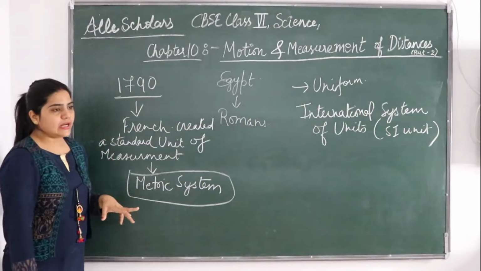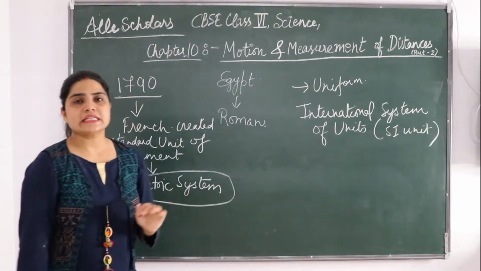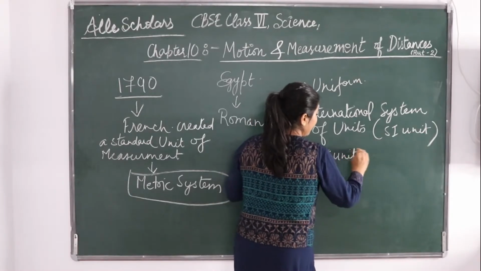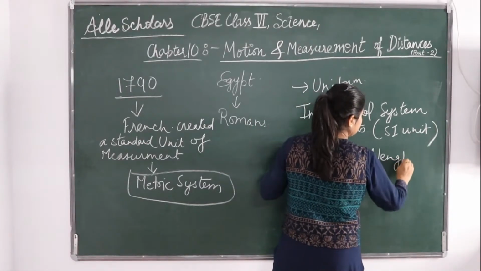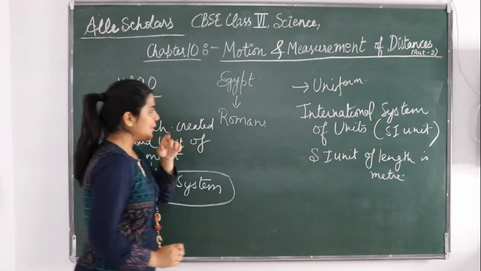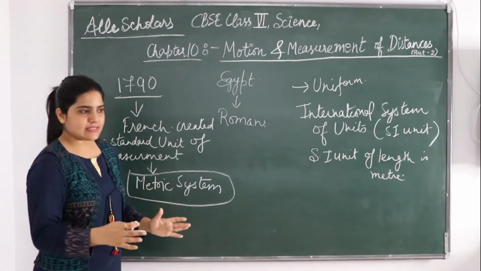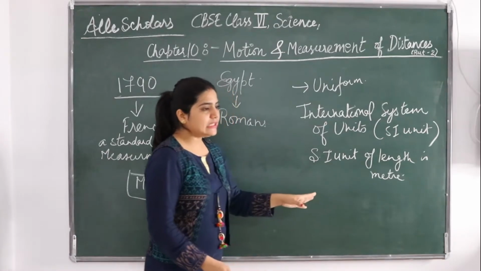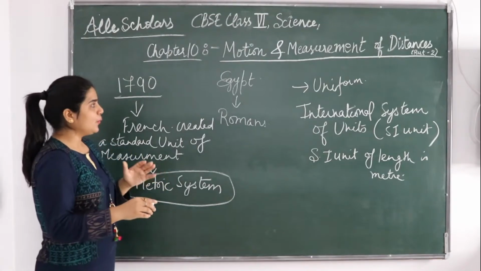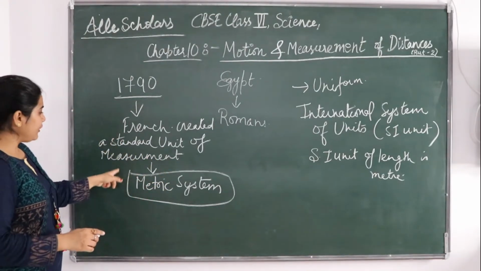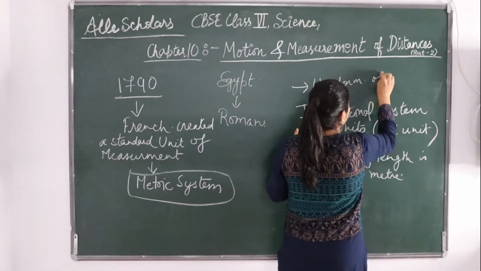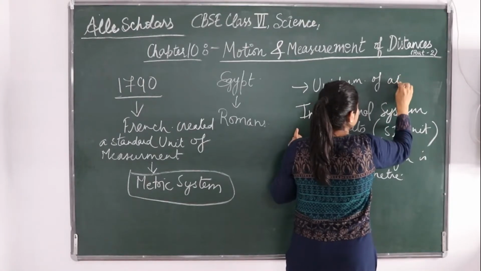So the SI unit of length is the meter. What is the SI unit of length? The SI unit of length is meter. International system of unit is called SI unit. It is a meter scale that we are going to discuss now. So what was the benefit of this standard unit of measurement? It was uniform all over the world.